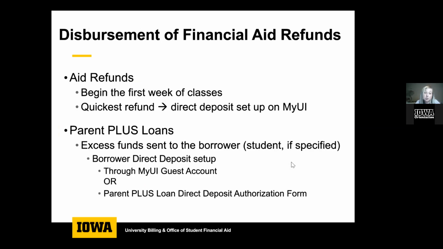Aid refunds do begin the first week of classes each semester, and the quickest way to get your refund is by setting up a direct deposit account on MyUI, so authorizing us to direct deposit those funds into a bank account. For Parent Plus loans, we do send those excess funds to the borrower unless the parent or borrower specified to send those funds to the student. You can also set up direct deposit for the Plus loan either through your MyUI guest account or by completing the direct deposit authorization form that is available on our website.